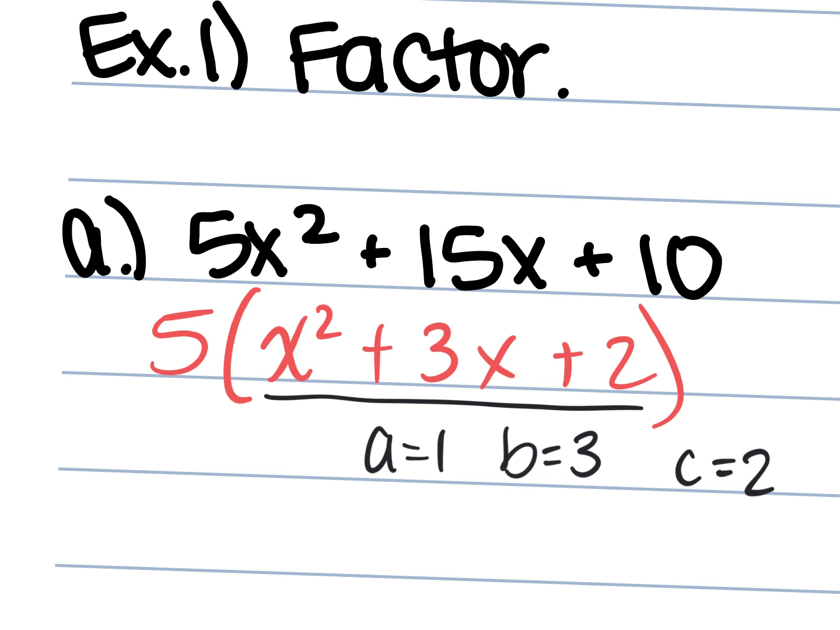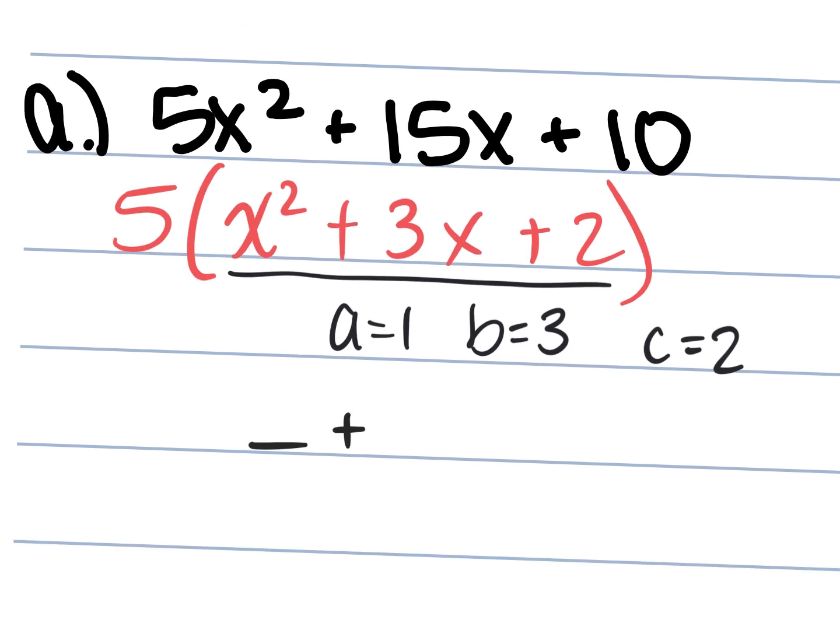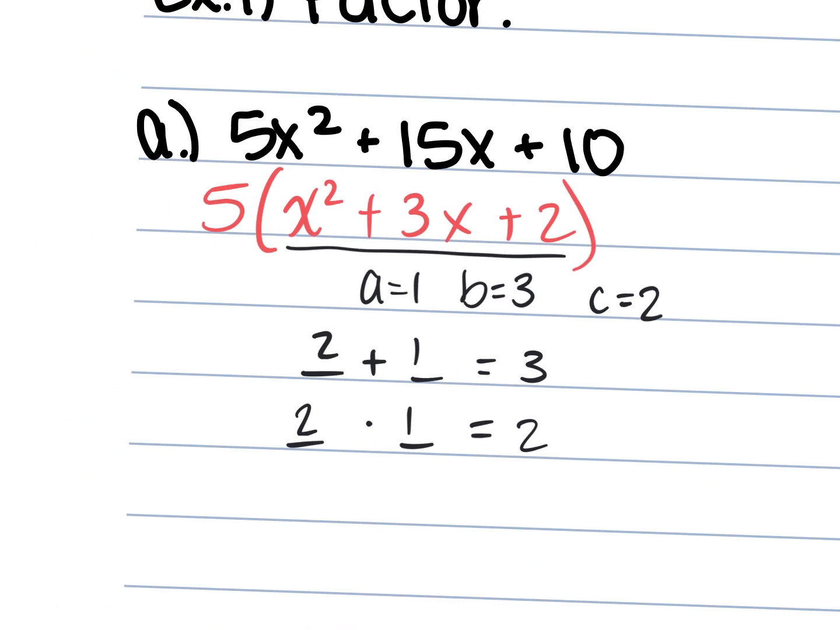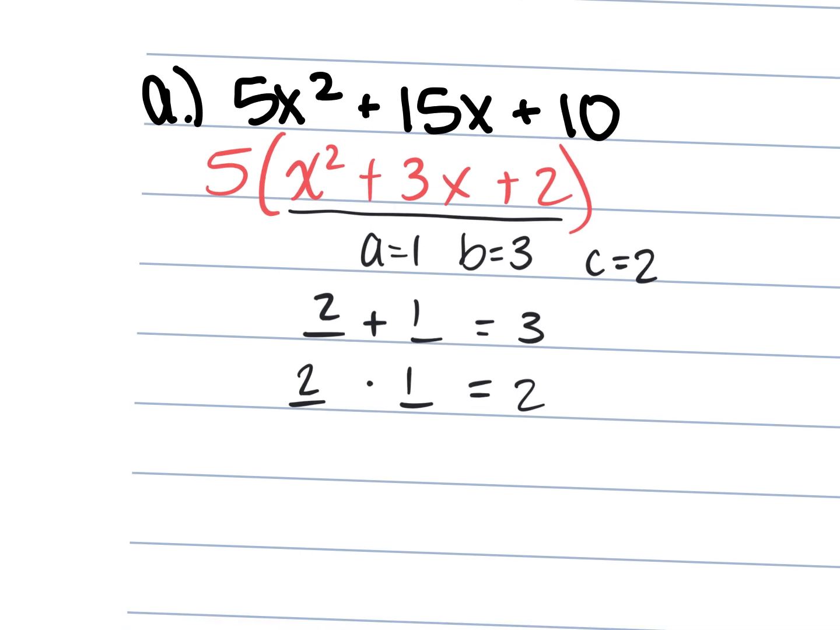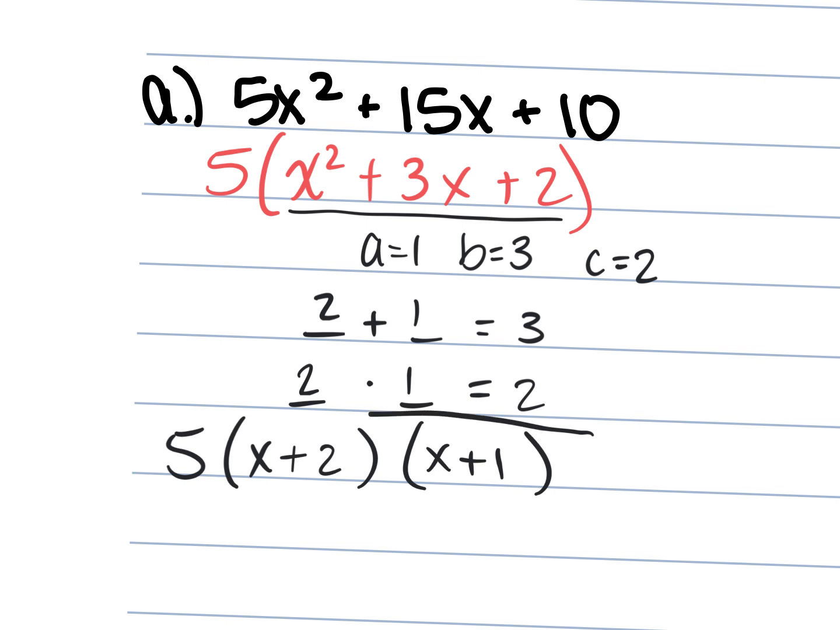How do we factor when A is equal to 1? Add to give me 3 and multiply to give me 2. What numbers go there? 2 and 1. So now watch. This part on the inside of our parentheses factors to what? x plus 2 and x plus 1. But guys, what did we factor out in the very beginning? The 5. The 5 needs to stay in front on the outside. This is our final answer.